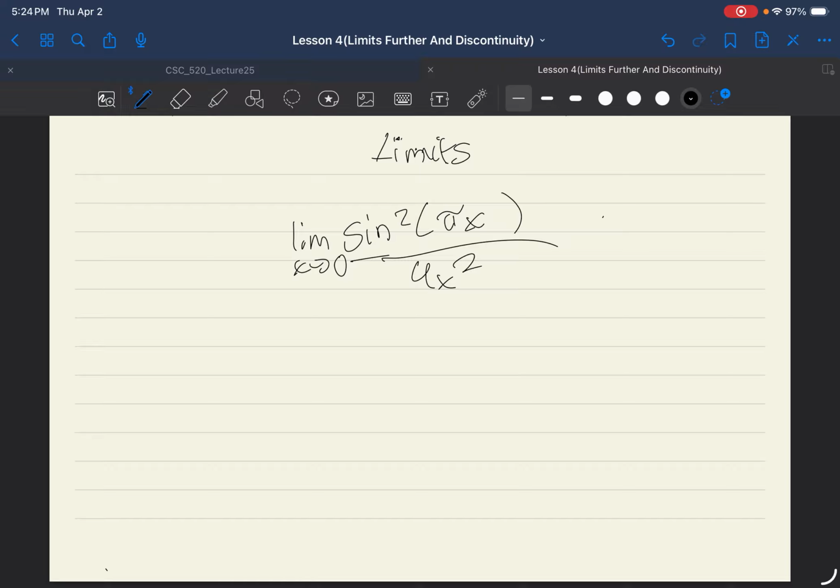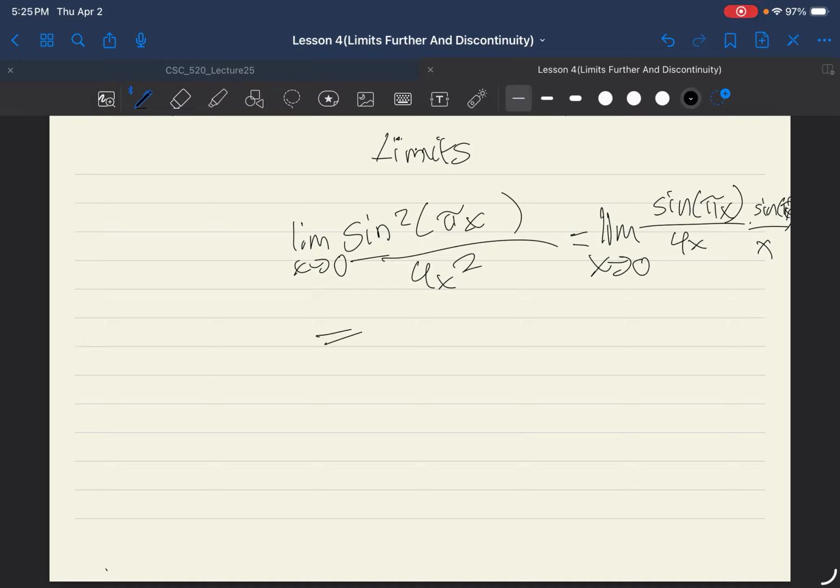And then what we can do with this is we can actually say that this is equal to the limit as x approaches 0 of sine of pi x divided by 4x times sine of pi x divided by x, right? Because you multiply these two things together, you're going to get 4x squared. You multiply these two things together, you're going to get sine squared of pi x.